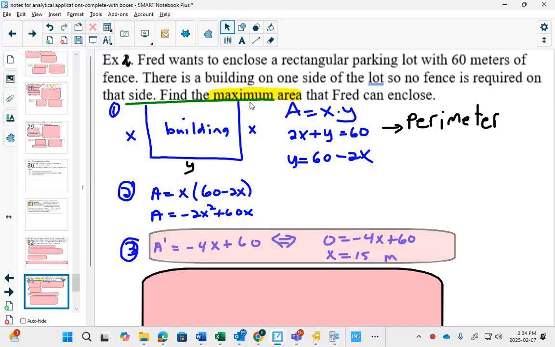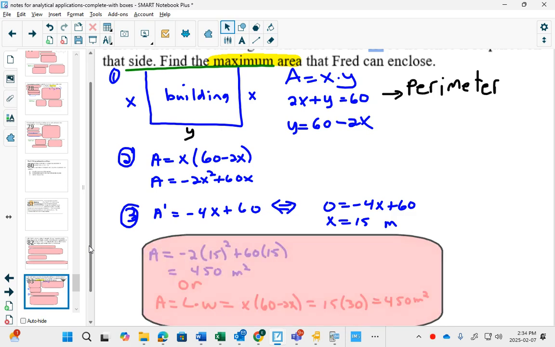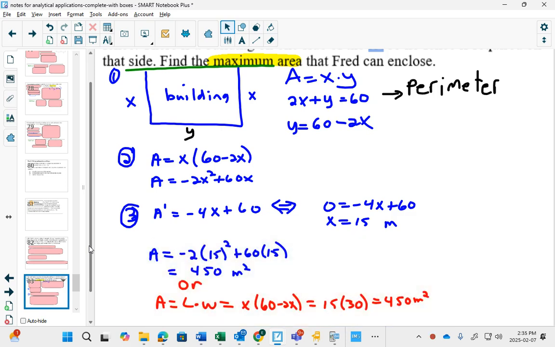But now, we could find the derivative, set it equal to 0. And if x is 15, then y would be 30. And Fred has 450 meters squared to spend the rest of his life.